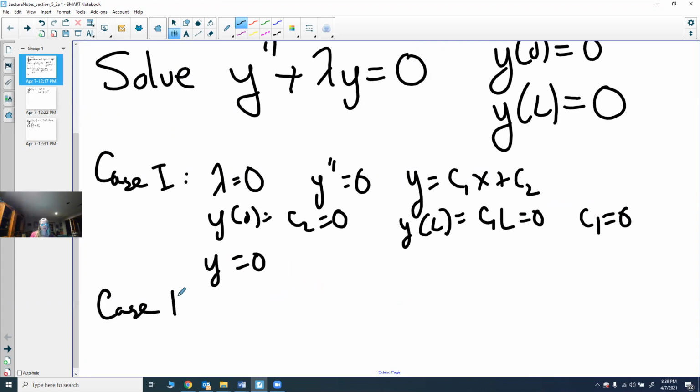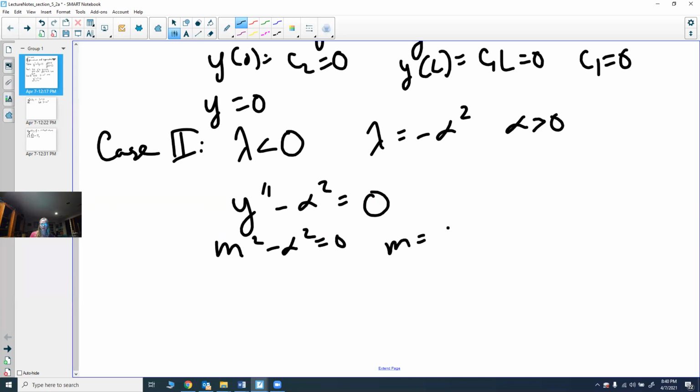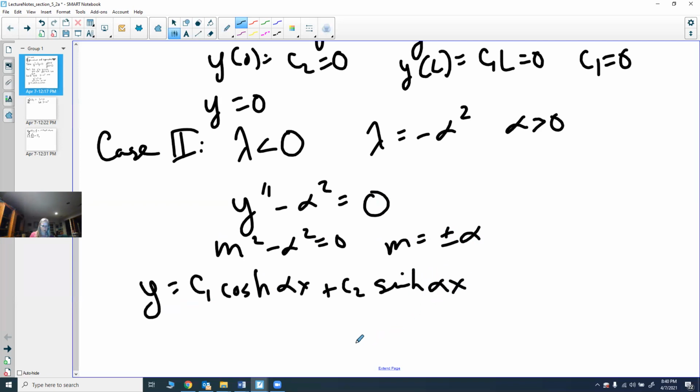So let's look at case 2. Case 2 is that, let's just look at different things for lambda. Let's say lambda is less than 0. So because it's less than 0, let's let lambda equal negative alpha squared, where alpha is greater than 0, just to make life a little bit easier on us. And so therefore I get y double prime minus alpha squared y equals 0. So that would get me that if I solve this, m squared minus alpha squared equals 0. So m is equal to plus or minus alpha. That's why we made it alpha squared. So y would be c1 the cosh of alpha x, plus c2 the sinh of alpha x. And we actually did this before, we could see this solution.